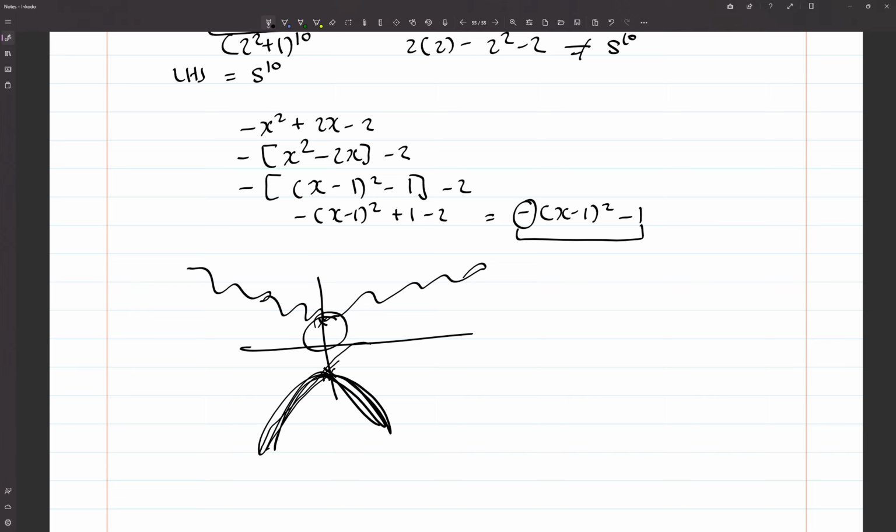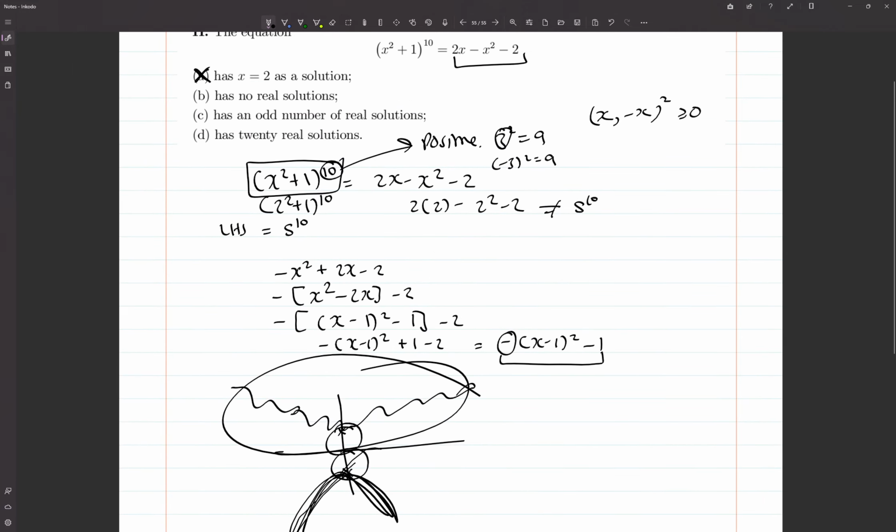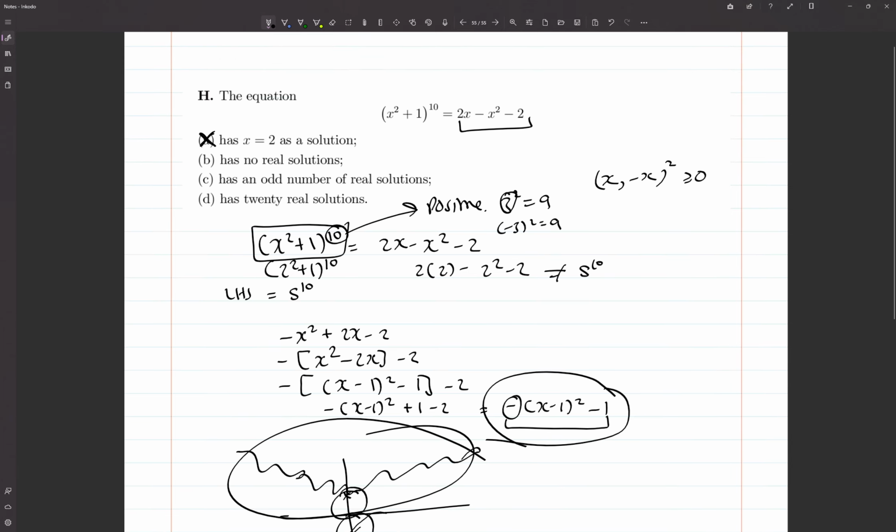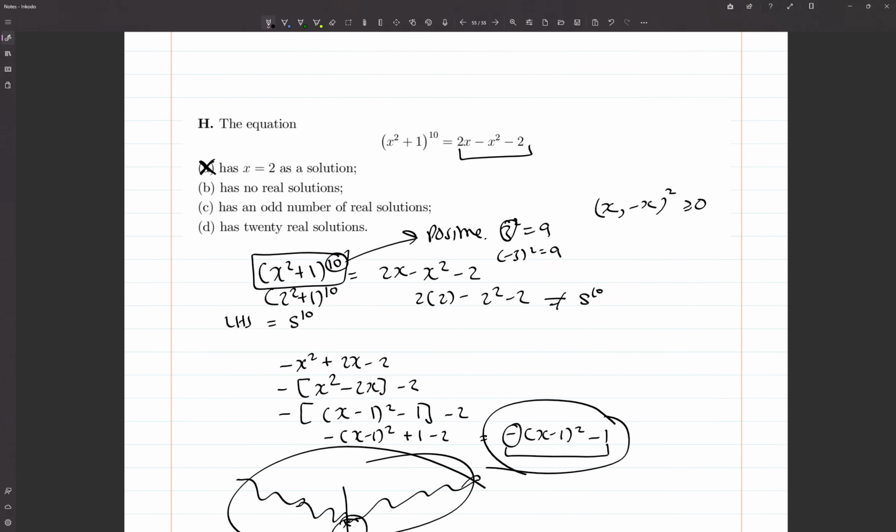And you go, okay, there's no region in which they intersect. So they do not intersect at all. This whole graph is positive. My (x squared plus 1) to the power 10 is always positive, and this graph over here is negative, right? So it never intersects. So that has to be obviously B as my final answer.